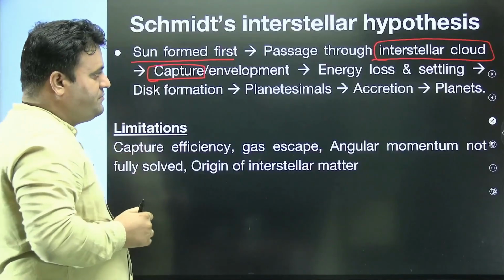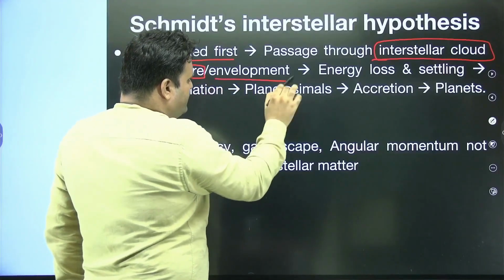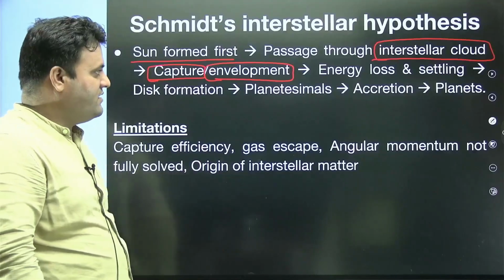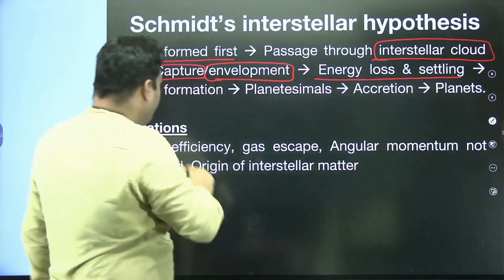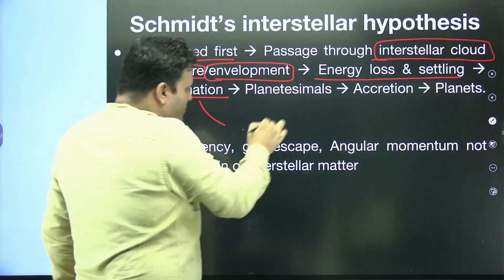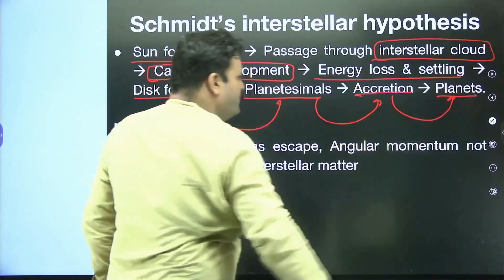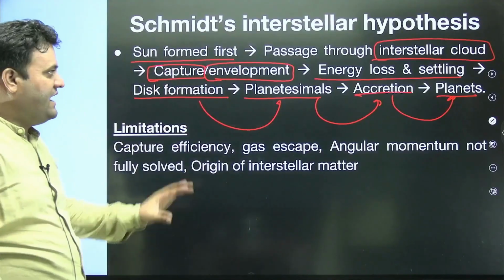captured by the sun, and as a result of capturing, the sun was enveloped around that dust. Energy loss was there, settling was there, disk formation was there, planetesimals were there, accretion was the further process, and planets were formed as a result.